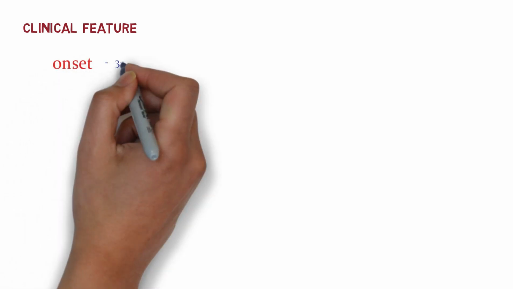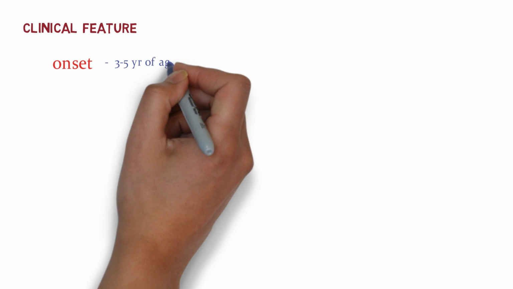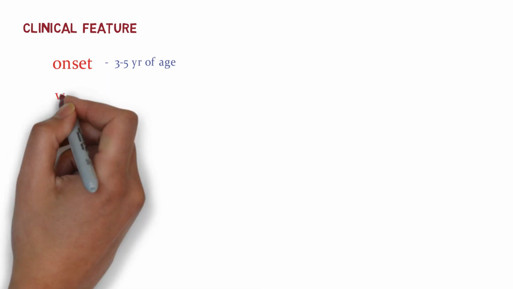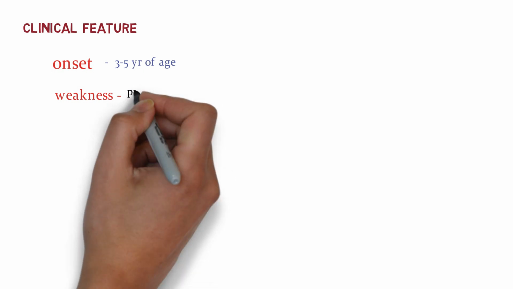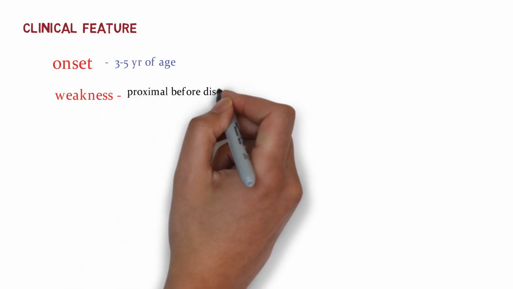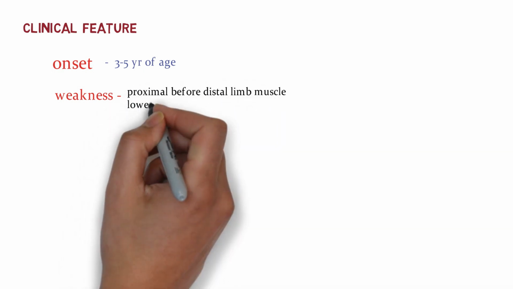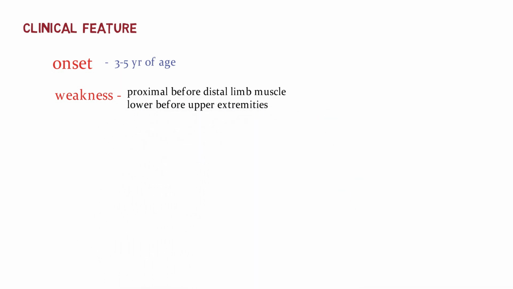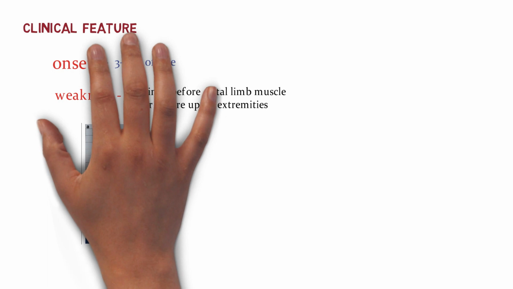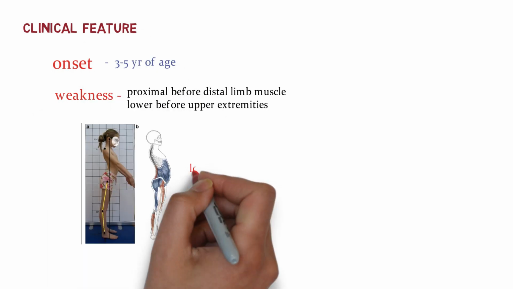Let's talk about clinical features. The onset of this disease is about 3 to 5 years of age. There is progressive weakness, and this weakness is generally in proximal muscles before distal limb muscles, and in lower extremities before the upper extremities. In this weakness, there is lumbar lordosis.